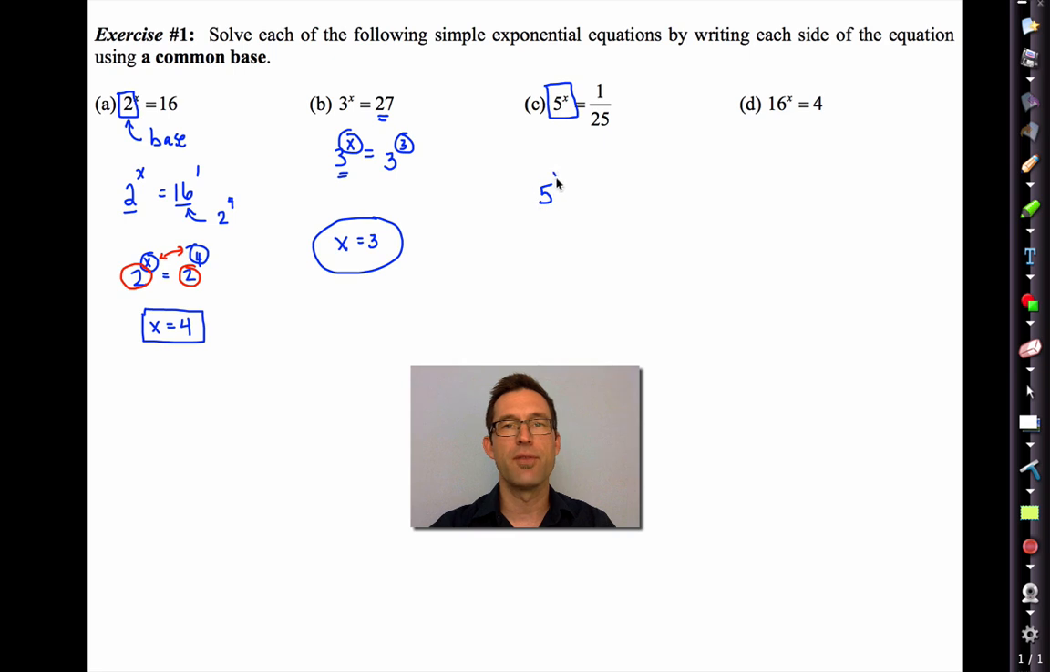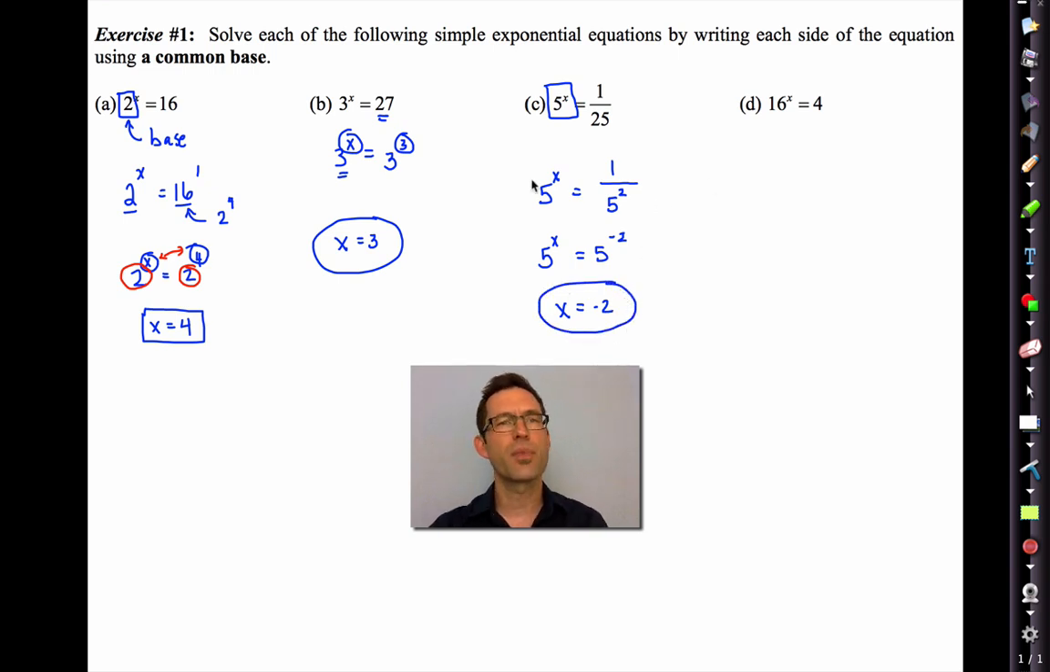Here we have 5 to the x. Here we have 1/25. Well, one thing I know for certain is that 1/25 is the same as 1 over 5 squared. So that means we have 5 to the negative 2, and therefore x is negative 2.